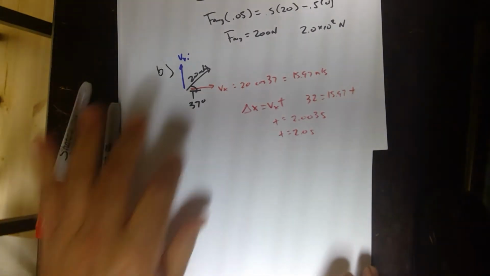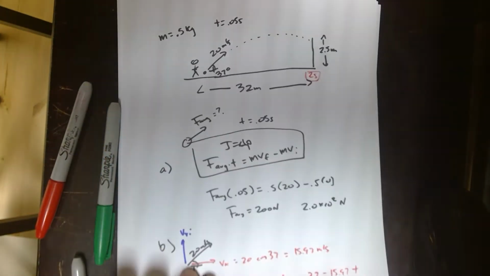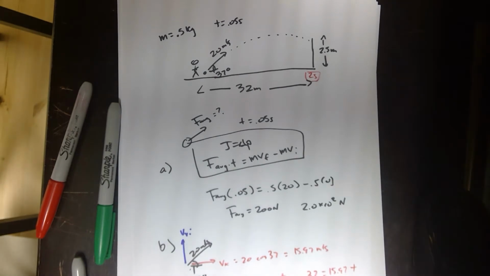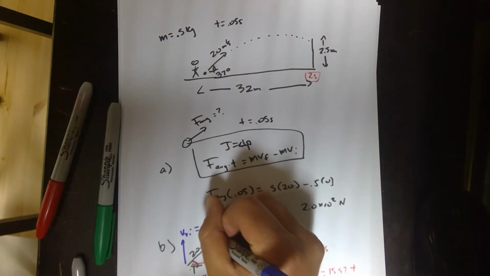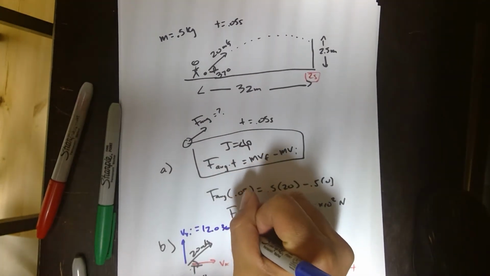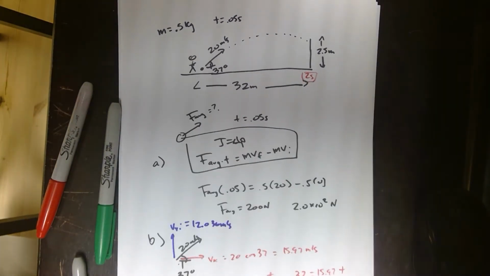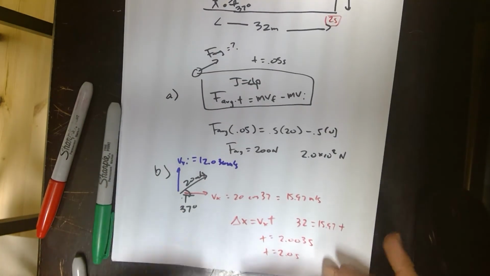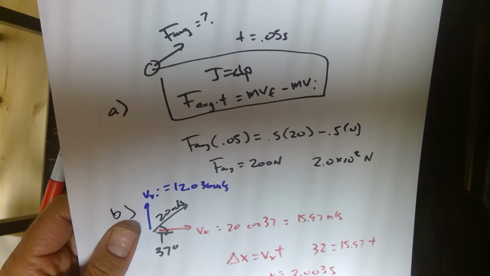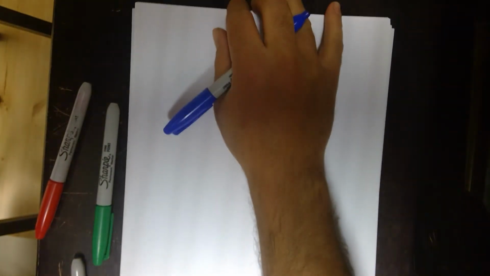We do need the y velocity here, so maybe we can just go back here and solve it really quickly. 20 times sine 37 is going to give me 12.036 meters per second. A good habit, and I've been telling you this all year, is round as little as possible, and you can round your final answer to whatever you need it to be. And you won't run into many issues there.